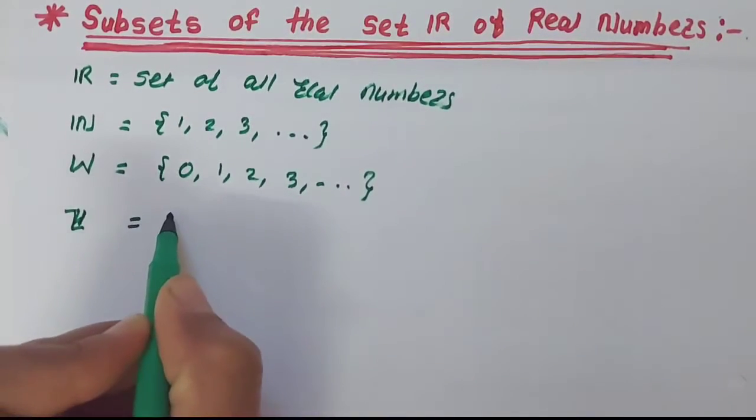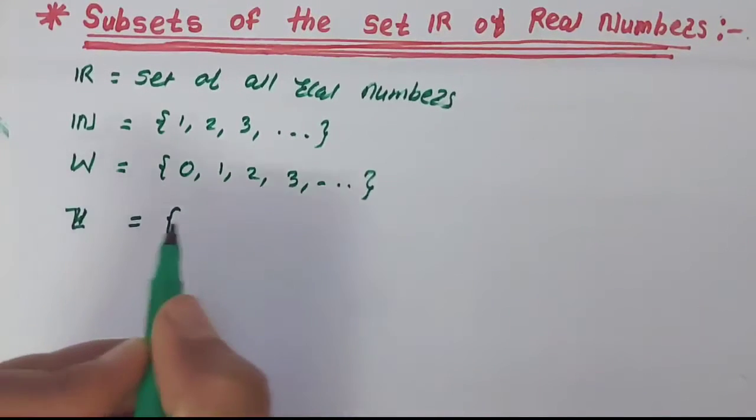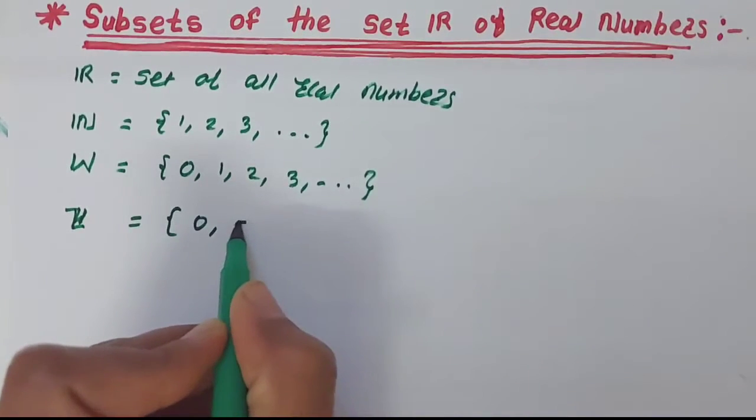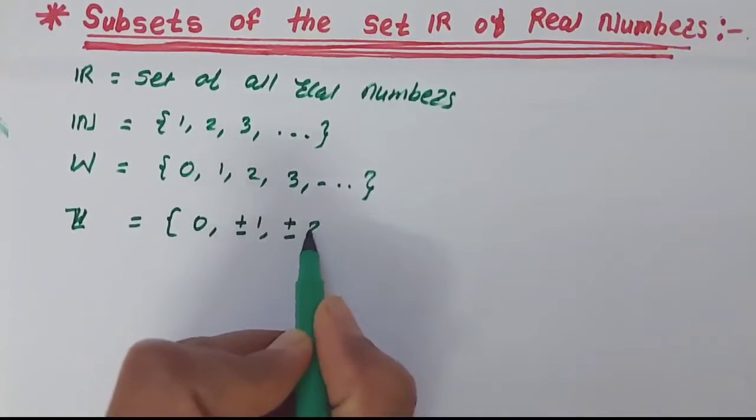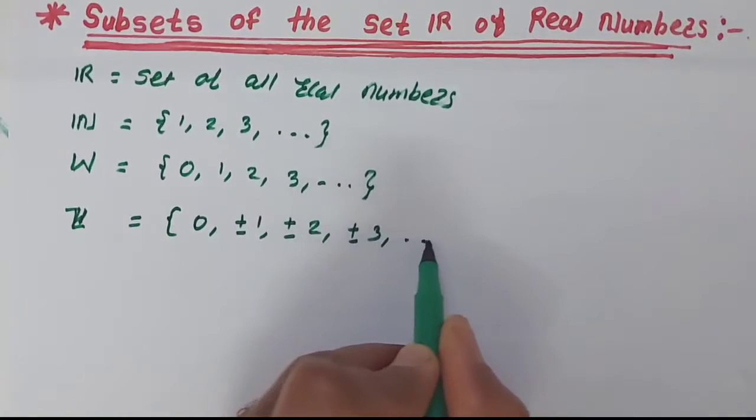Now the next set is Z. Z is nothing but the set of integers. So the set of integers is 0, plus minus 1, plus minus 2, plus minus 3 and so on.